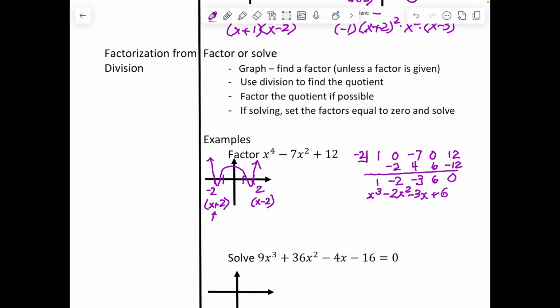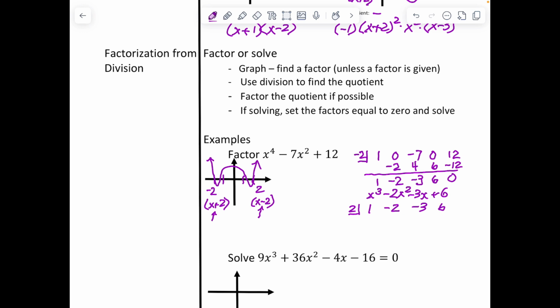Now I'm going to take that one and divide it by the other factor, the x minus 2. So I'm going to put in the box positive 2, and then I'll take my coefficients of this new quotient, 1x cubed minus 2x squared minus 3x plus 6.